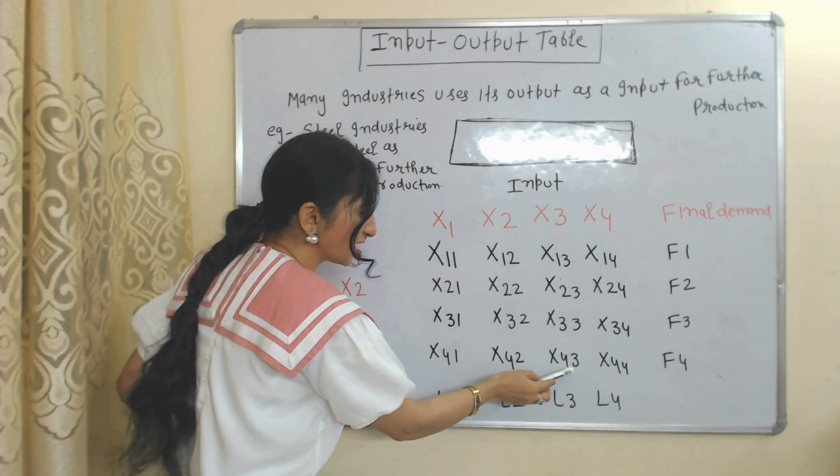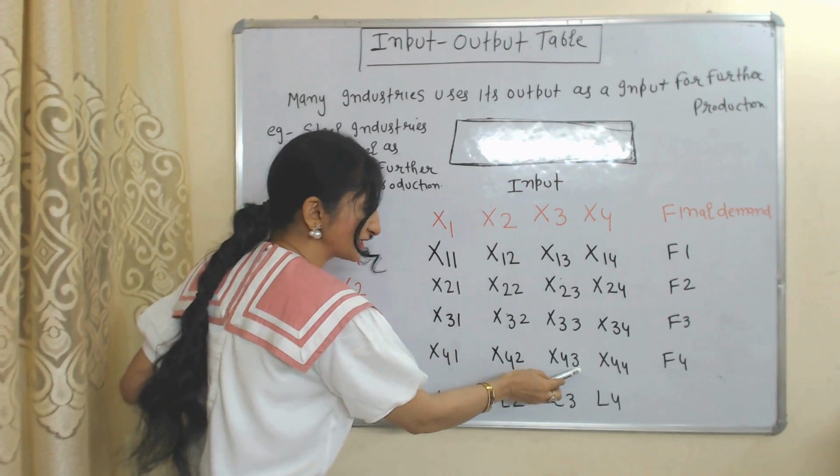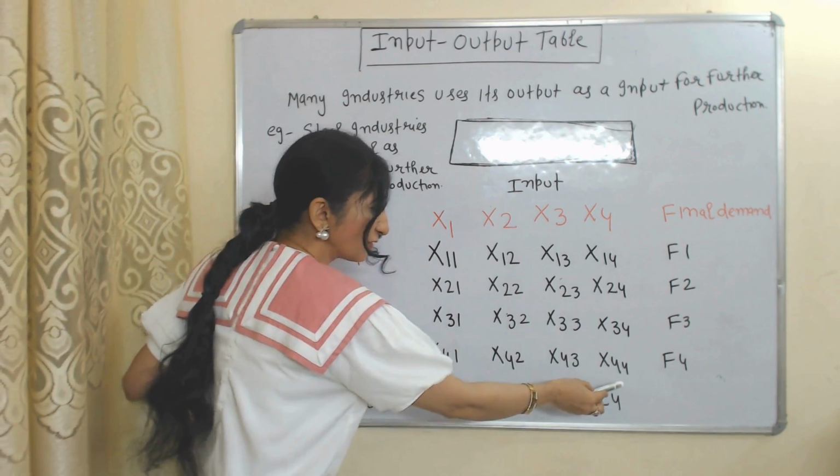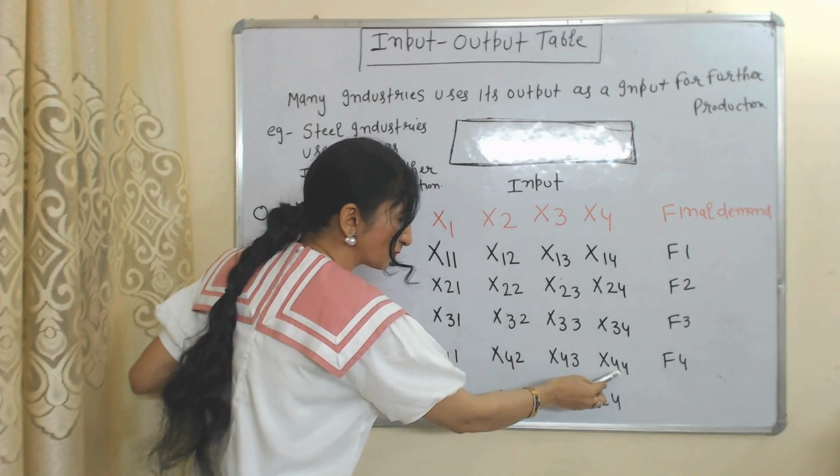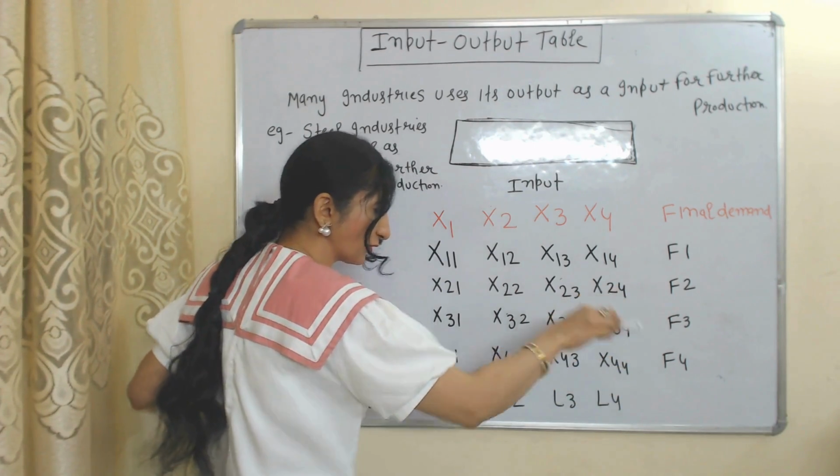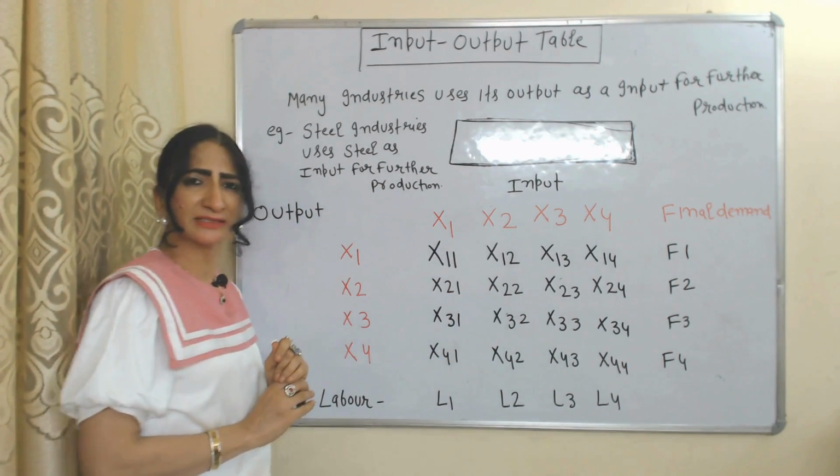X43 represents that we are using the output of the fourth industry as an input for the third industry. X44 represents that we are using the output of the fourth industry as an input for the fourth industry. Similarly, you can see other cases.